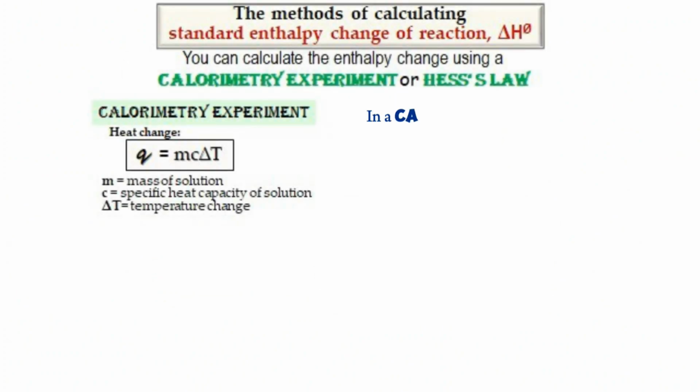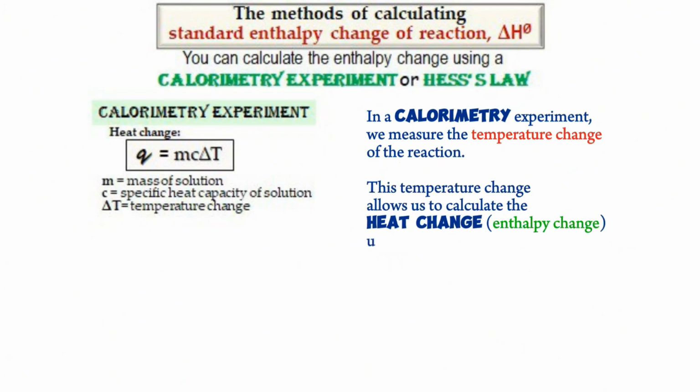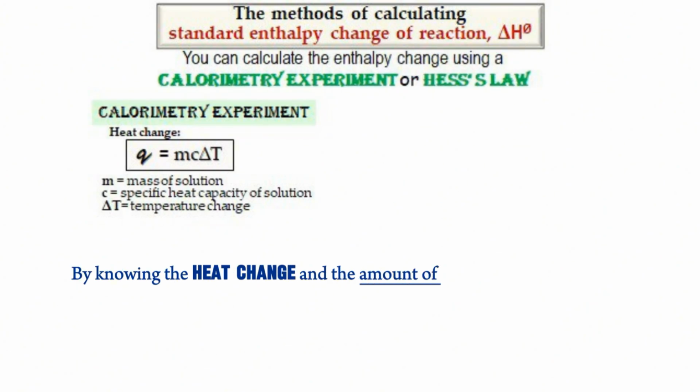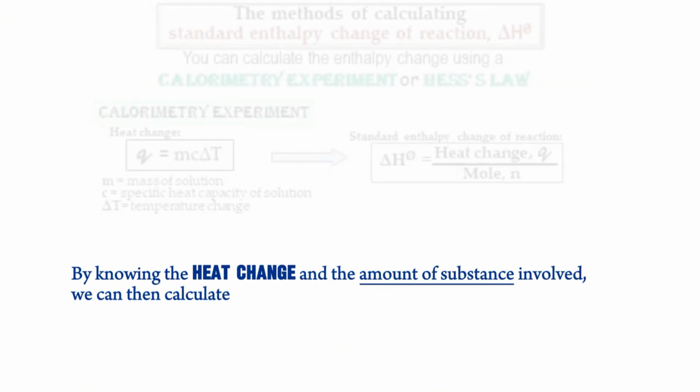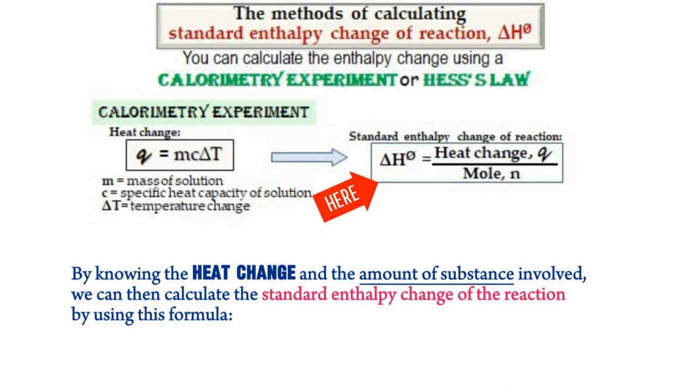In a calorimetry experiment, we measure the temperature change of the reactions. This temperature change allows us to calculate the heat change or enthalpy change using the following formula. By knowing the heat change and the amount of substance involved, we can then calculate the standard enthalpy change of the reactions by using this formula.